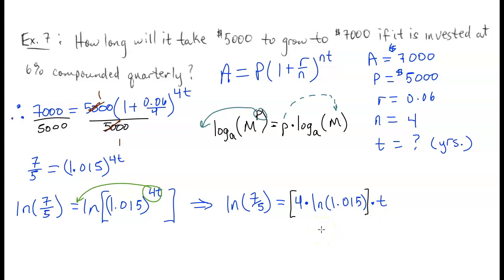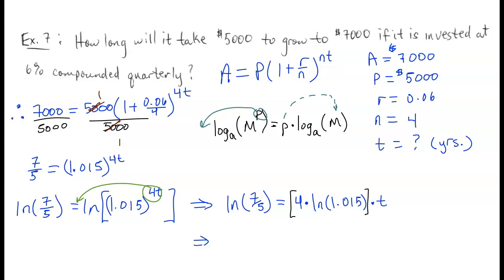The only reason I'm doing that is because I want you to realize that 4 times natural log of 1.015 is just a number, okay? That's all it is. And what I want to do is solve for t. And so now that I'm here, my last step is just to divide both sides here by 4 times natural log of 1.015, okay?